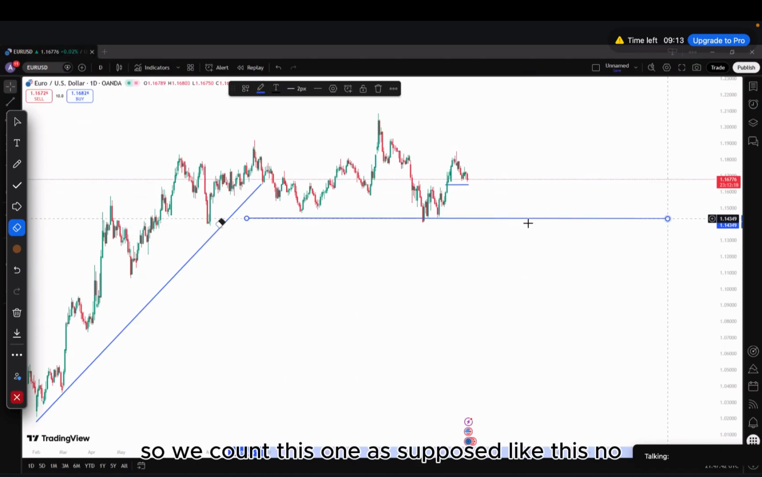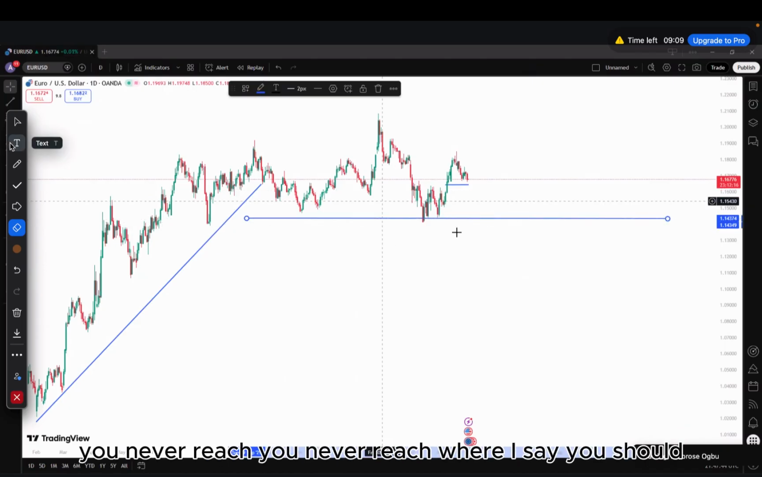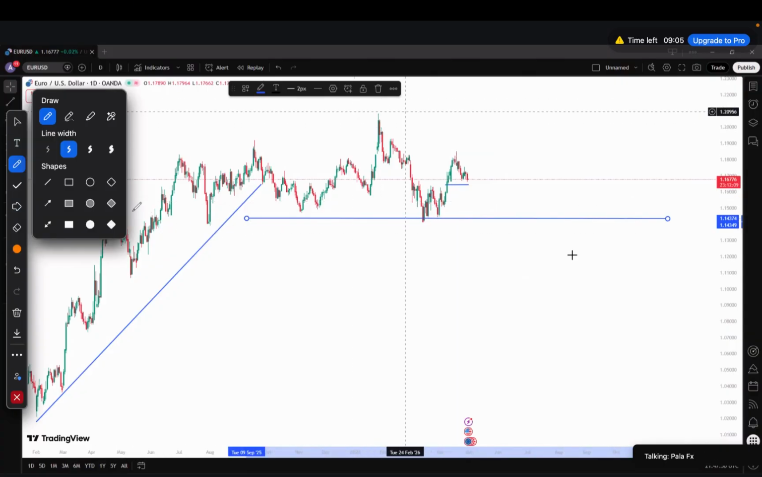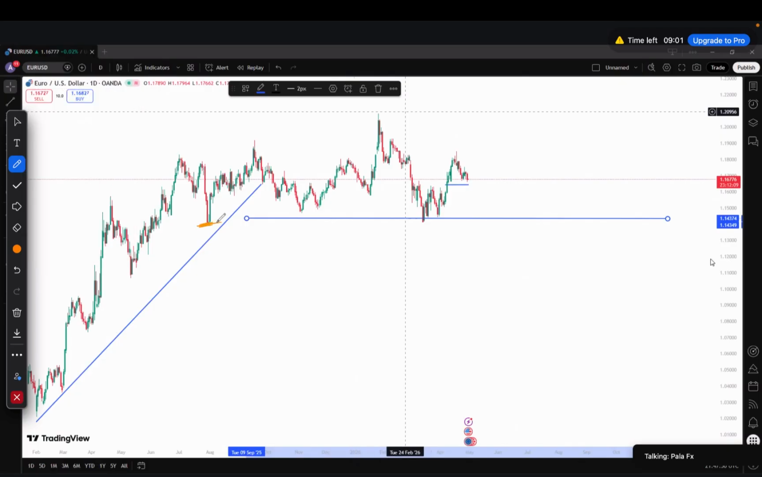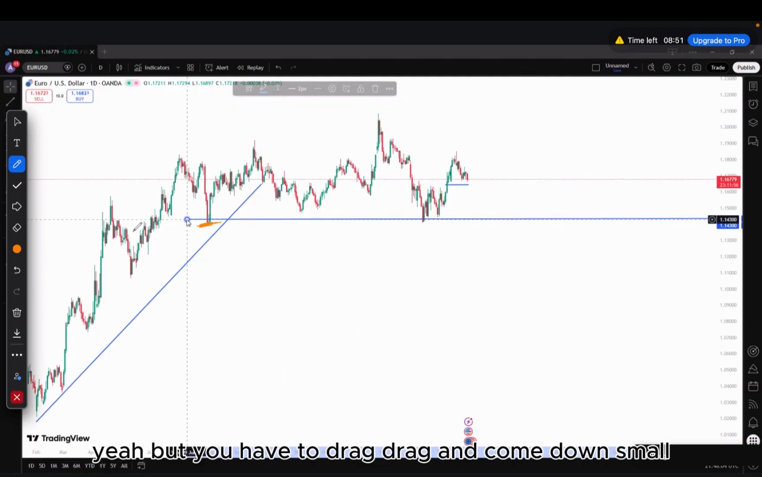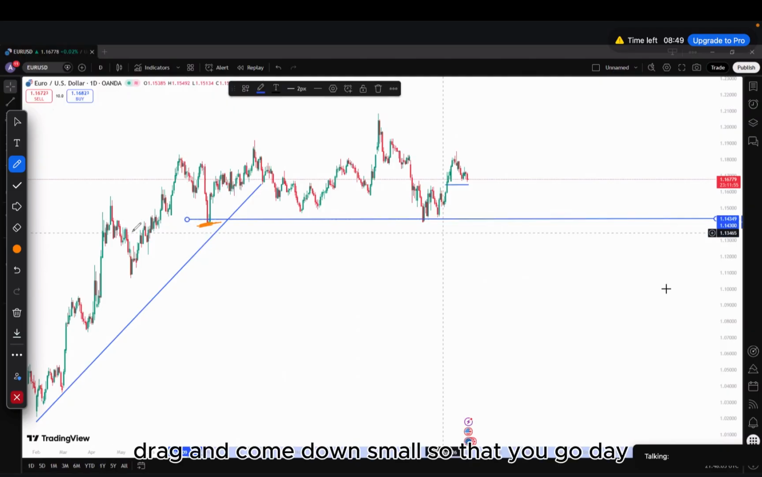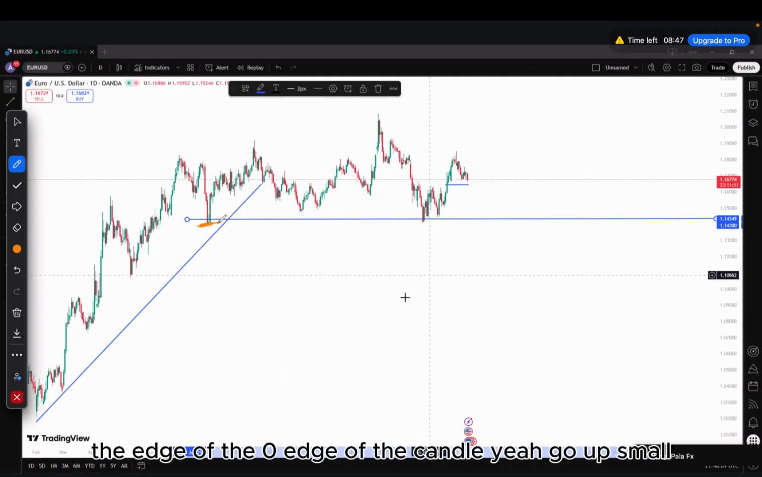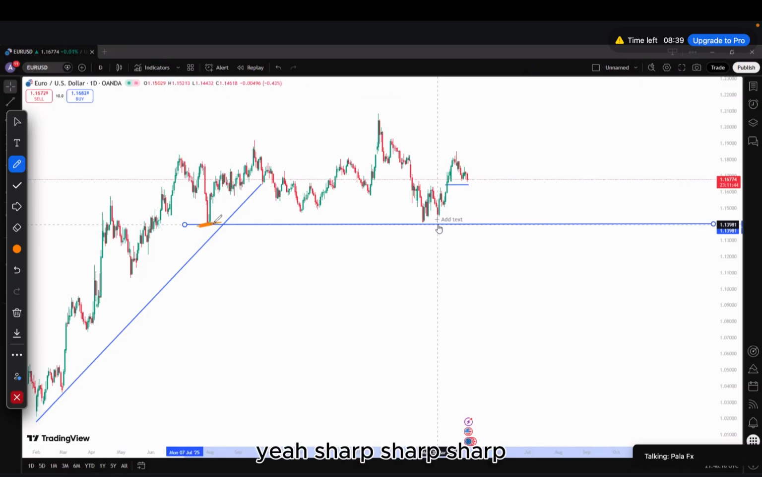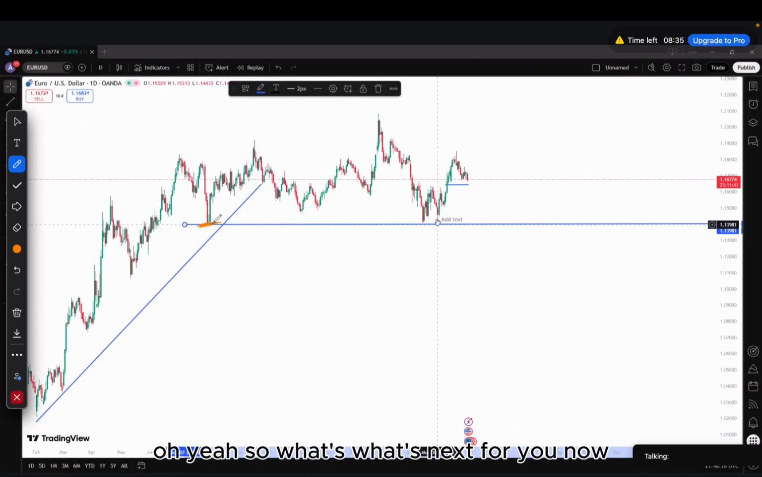So we count this one as support like this. No, you never reach where I say you should draw it all the way to here. Yeah, but you have to drag and come down small, so that you go to the edge of the candle. Yeah, go up small. Yeah, sharp. Oh yeah. So what's next for you now?